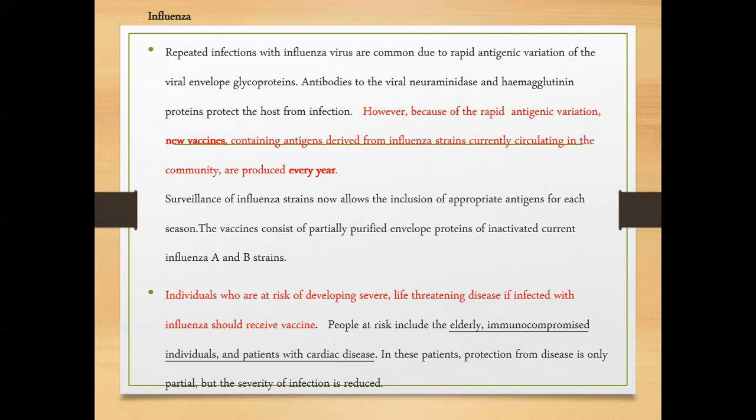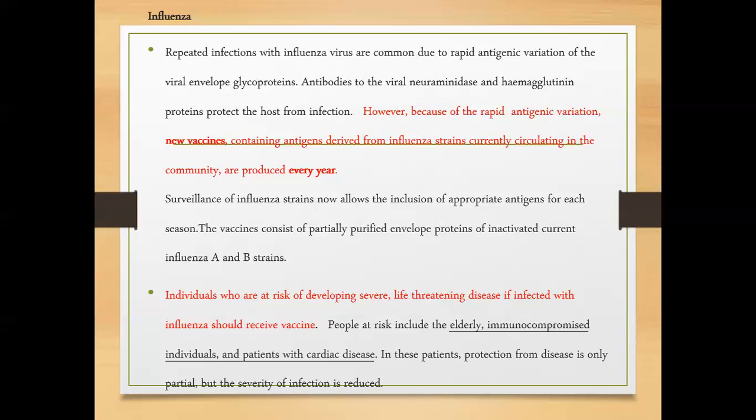That's why you get repeated infections, and I think it's also happening with COVID-19, that it's evolving, because the glycoprotein, the matter with which the virus is formed, is constantly changing. That's why we are getting repeated infections. The same is the case with influenza as well. Antibodies to the viral neuraminidase and hemagglutinin proteins protect the host from infection.